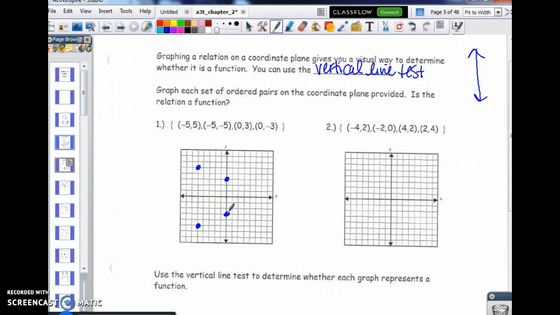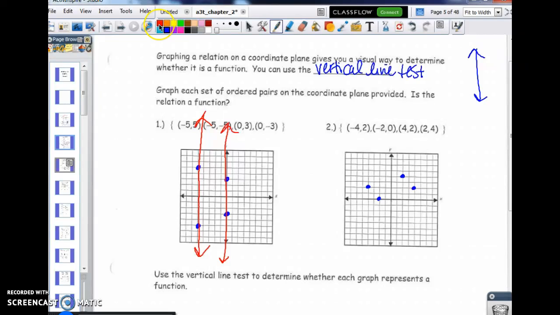All right, well, I see here, if I draw a vertical line, I could hit both those points within the same vertical line, so that would be not a function. I could also draw another vertical line here, and it hits both those points, not a function. If it happens at any point on the graph, it is not a function. This just so happens it hits it twice. Let's take a look at this next one here. We have -4, 2, -2, 0, 4, 2, and 2, 4.